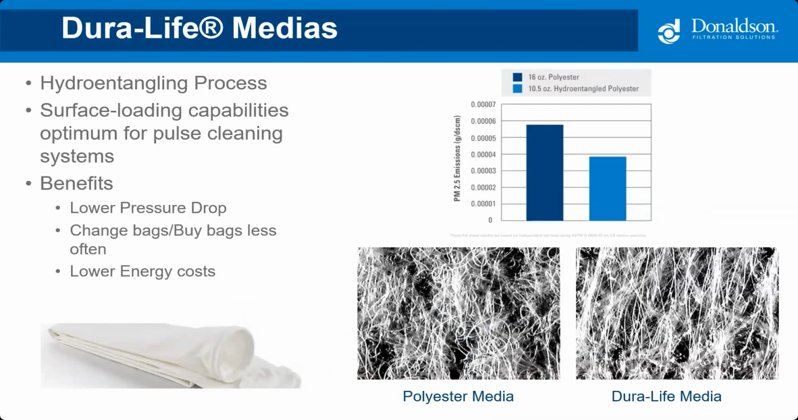And then the final type of filter I wanted to talk about is Duralife. Duralife is like the spunbond polyester, but it's made a little bit differently. It's made up of thousands of fibers, kind of like a standard polyester felt, but it's actually hydroentangled, and so it gives it a real smooth, dense surface. And it is lighter weight than your standard polyester felt bag. The standard polyester is 16 ounces. The Duralife is 10.5. And so it gives you a really dense surface that's going to be a lot more efficient than your standard polyester felt bag.